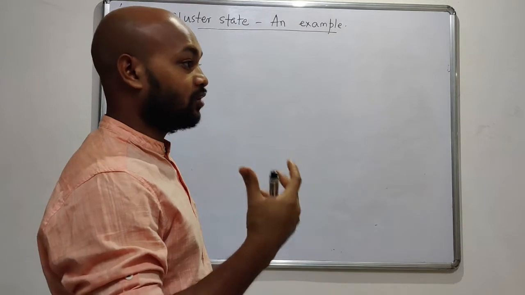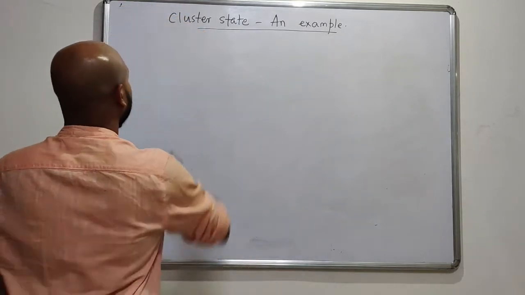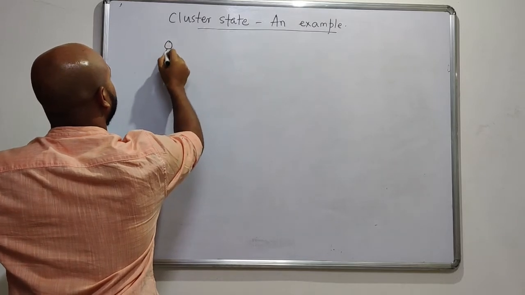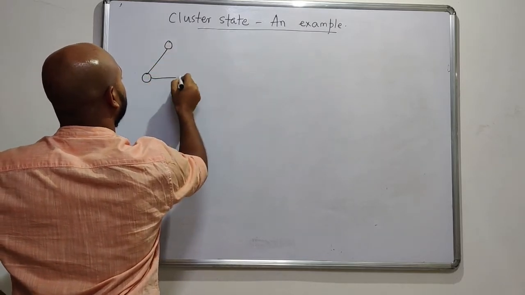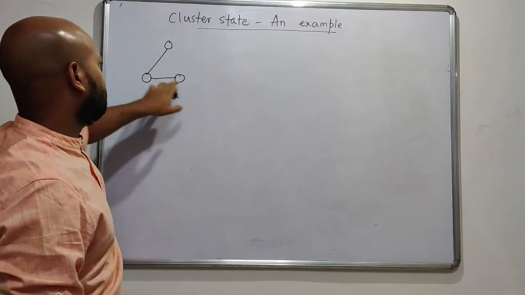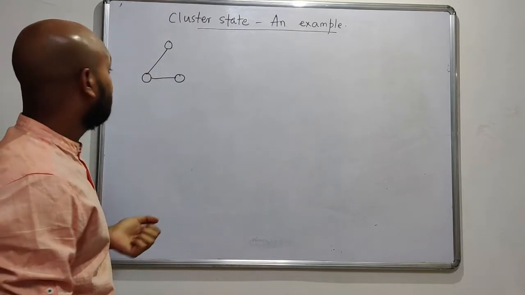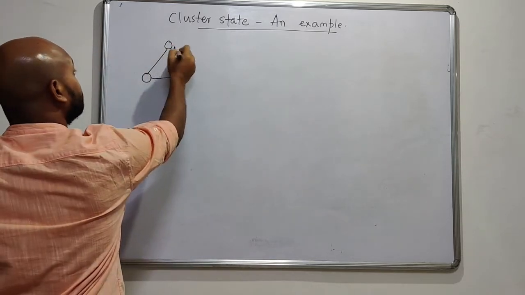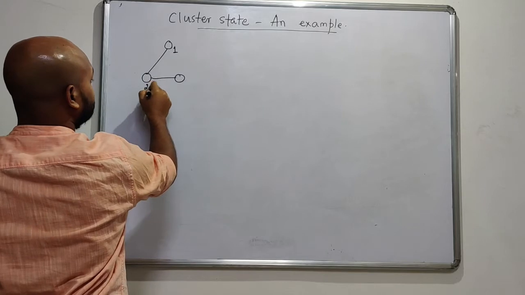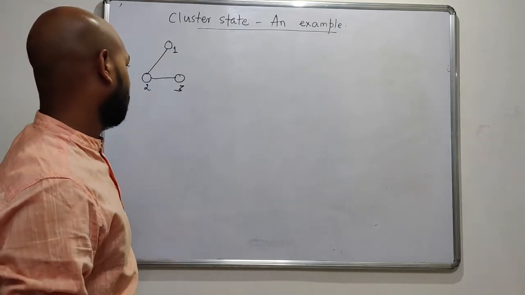Do a higher number of qubits. Let's do it with 3 qubits. Suppose I have to prepare this cluster state. I have 3 vertices or nodes and 2 edges. Let me name them as the first, second and third qubit.